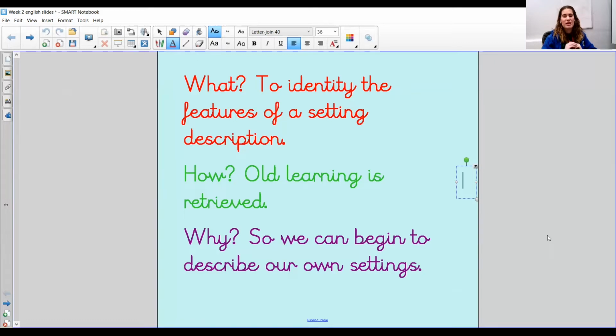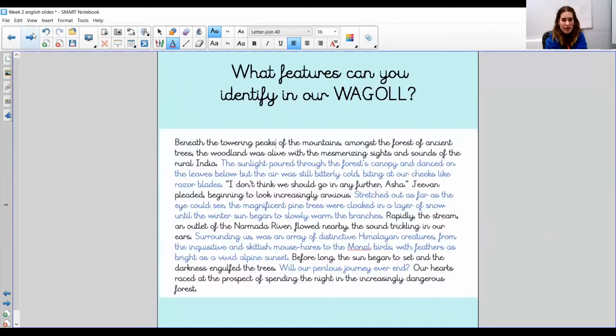So today is going to ease us into the week. We're going to have a little look at a Waggle and see what features we can identify. Then we're just going to have a quick Rainbow Grammar rewind where we're going to put some of those sentences onto Rainbow Grammar cards to make sure that's nice and fresh in our mind for this week. Let's begin.